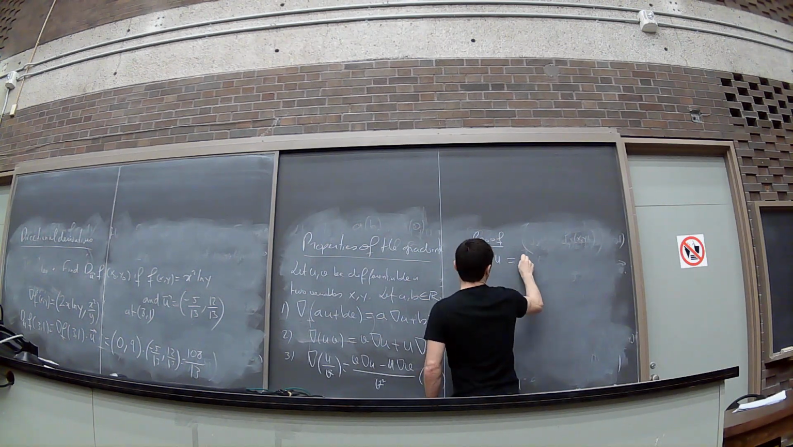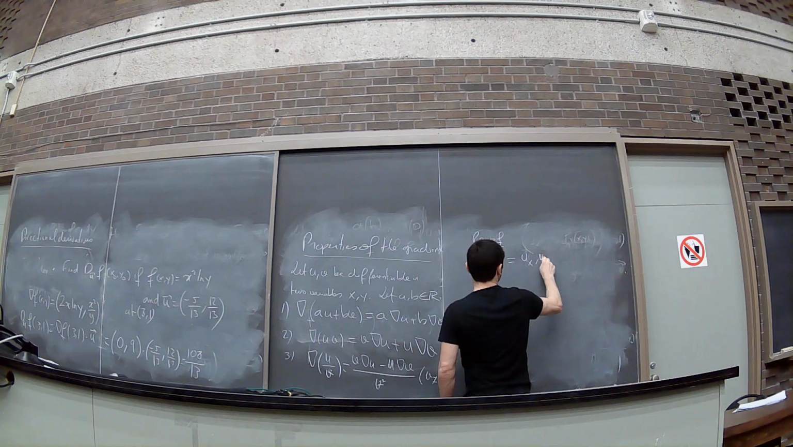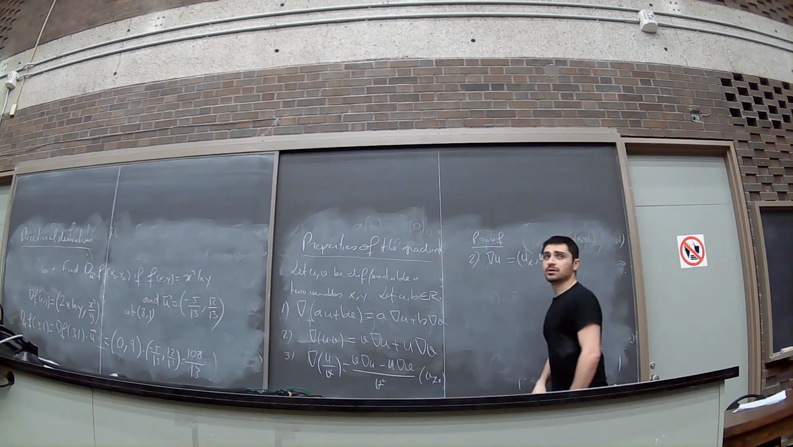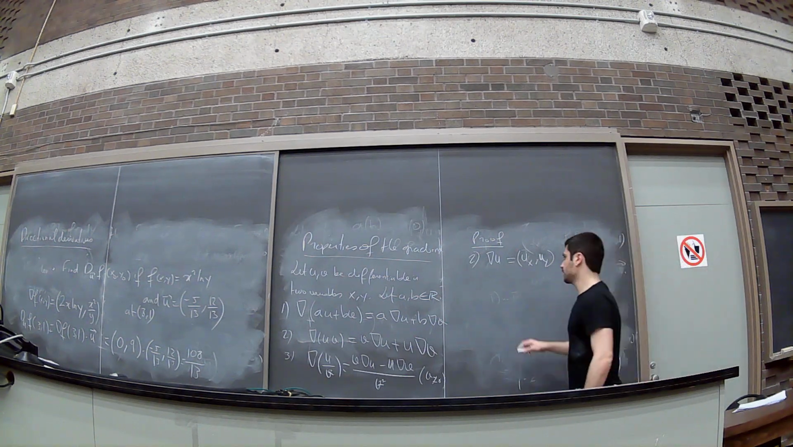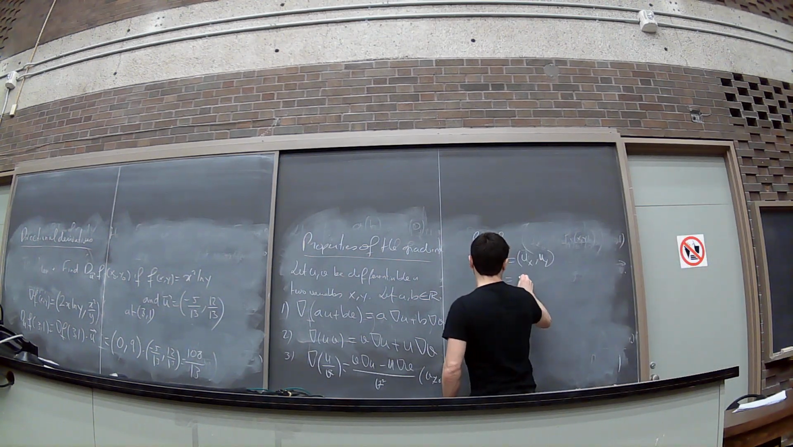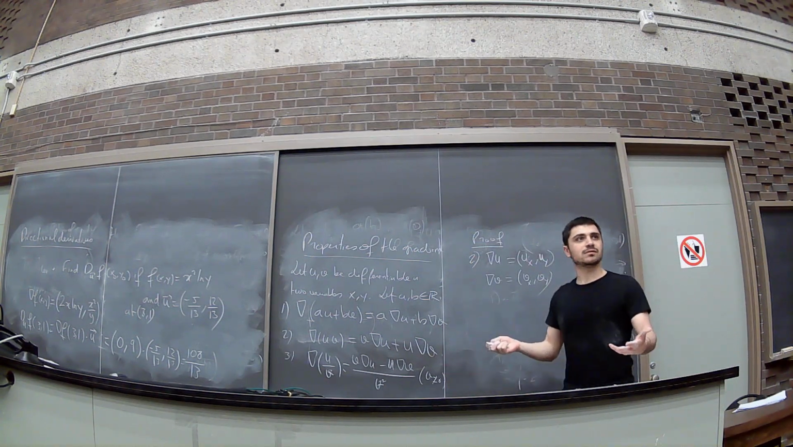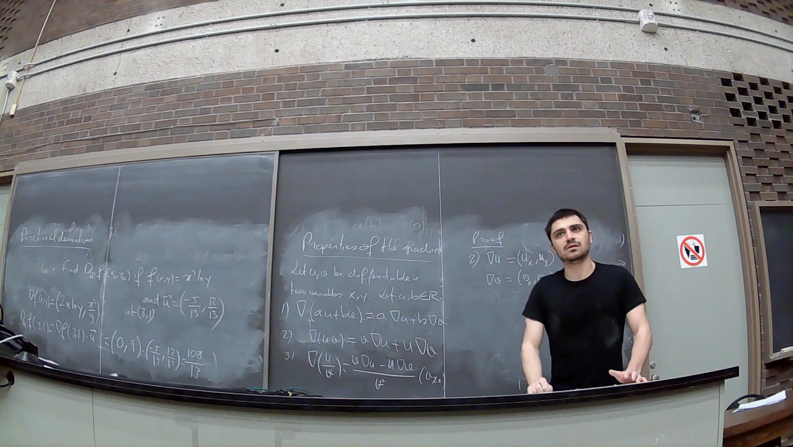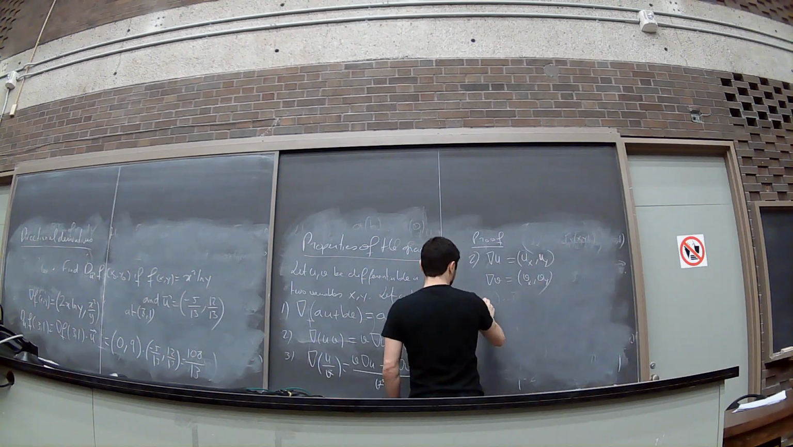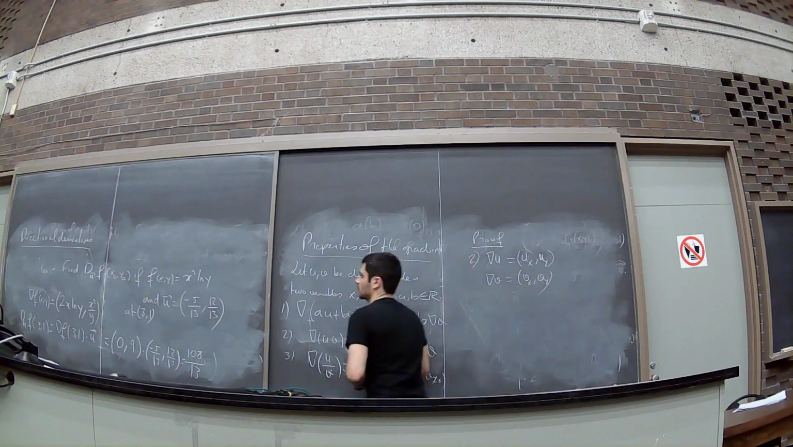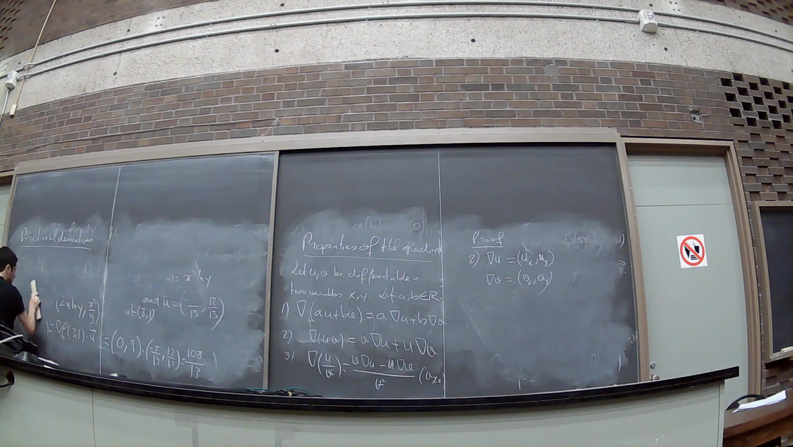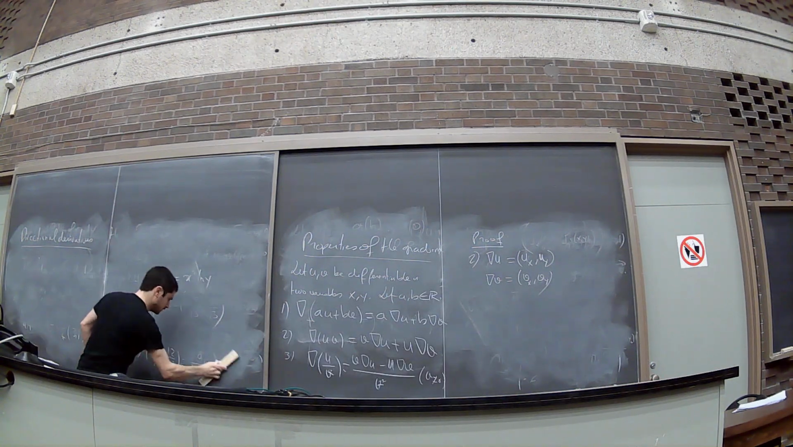What is the gradient of u? The gradient of u is (ux, uy). You agree? That's the gradient of u. What's the gradient of v? (vx, vy). Do you agree or not? That's the definition of the gradient. What's the gradient of uv? Let's write this out. Sorry, I'm speeding up a bit. This should not be very tough.